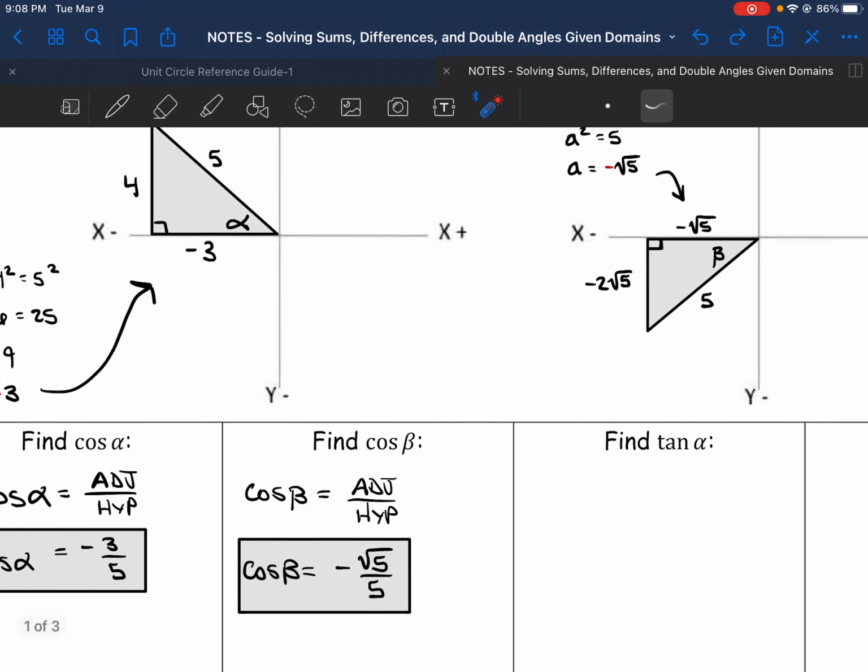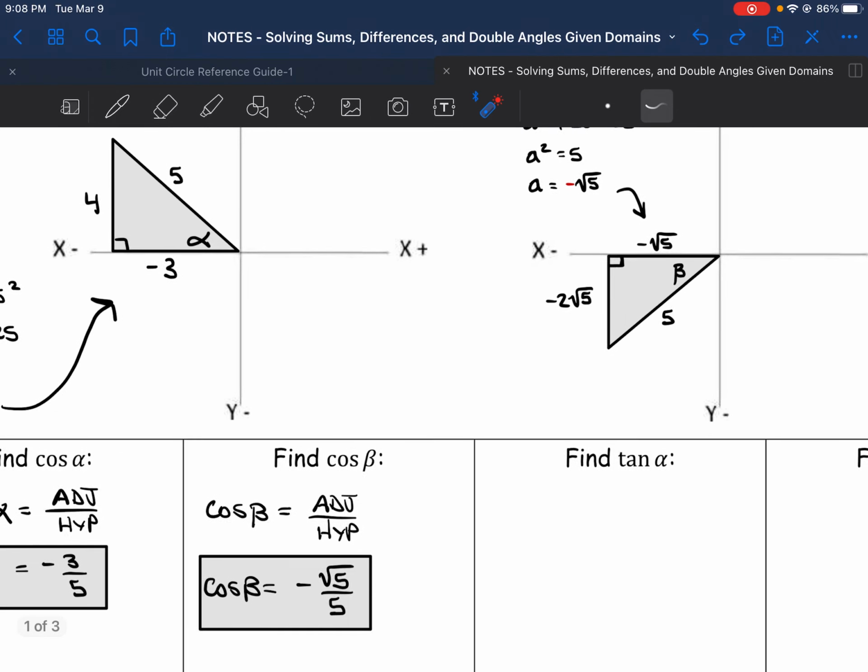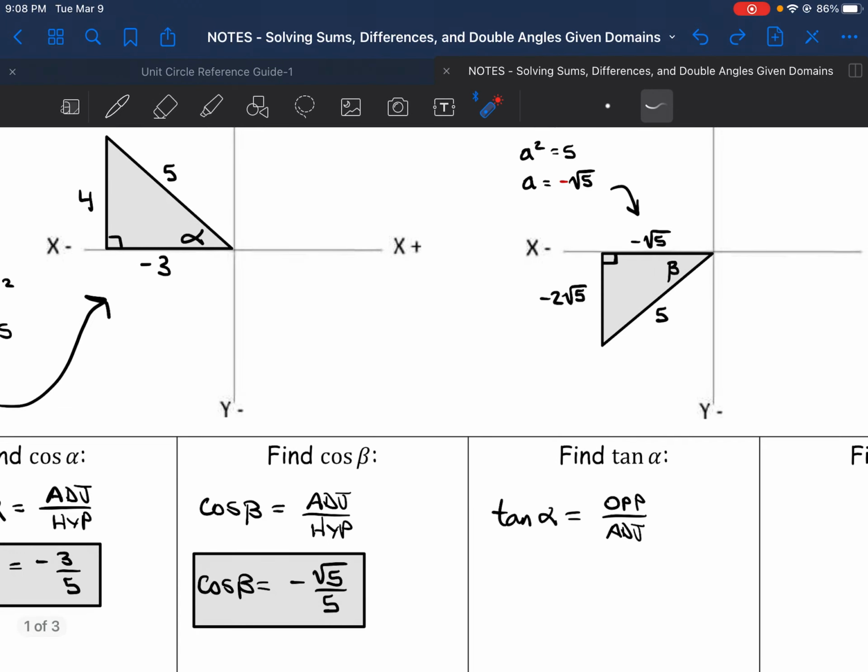Next, let's find the tangent of alpha. Well, we know that tangent is opposite over adjacent. We're looking at this triangle since we're dealing with alpha. So opposite of alpha is 4, adjacent is -3, so it's -4/3.